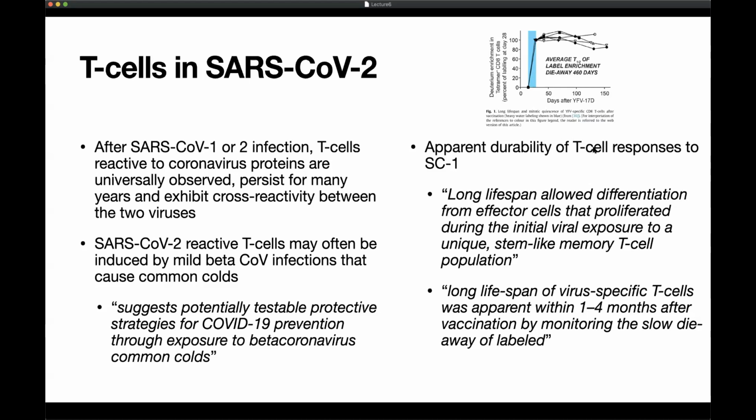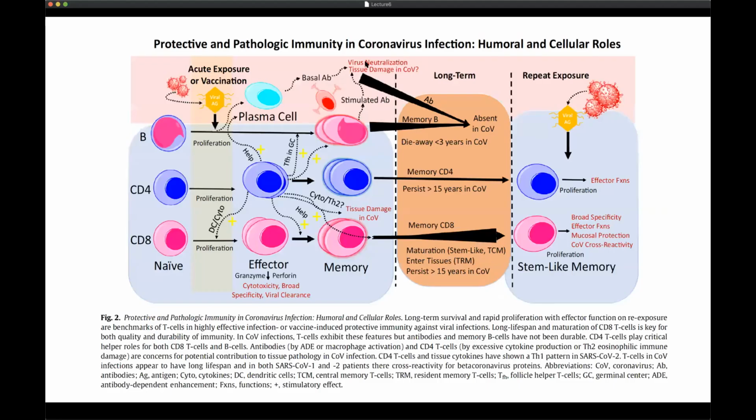And there's also apparent durability of T-cell responses to SARS-CoV-1, right? So there seems to be a response 17 years after. Yeah, which I think is nicely summarized in this figure, which basically shows that you have three major arms of adaptive immunity. You have B cells, which give rise to antibodies, CD4 cells, which are usually helper cells, and CD8, which are cytotoxic killer cells. They all start in this naive state, which means they need to be presented with an antigen to which they can adapt.